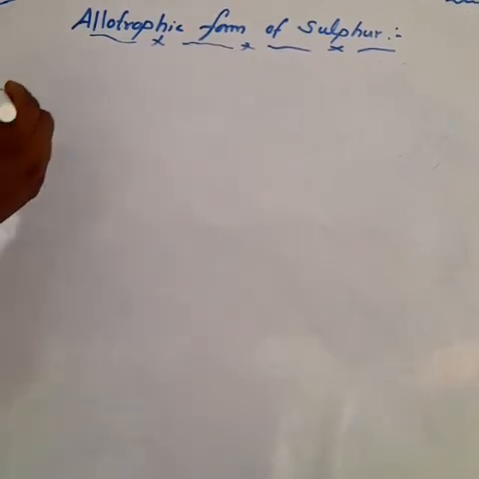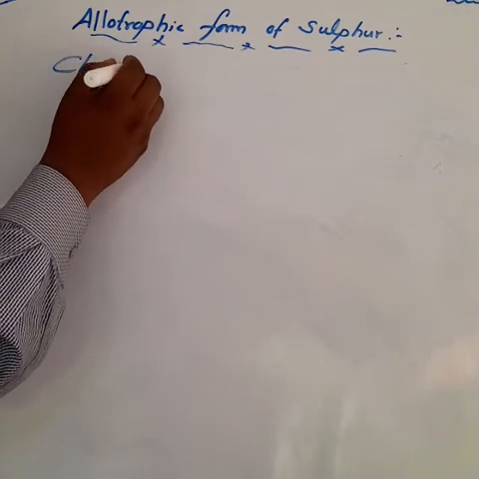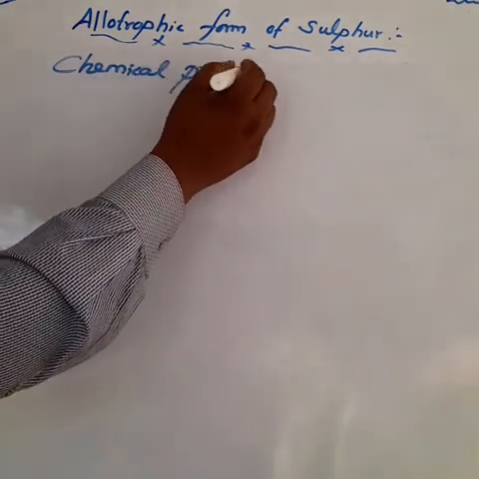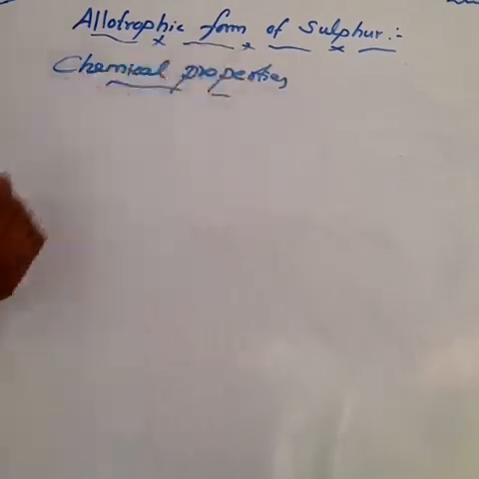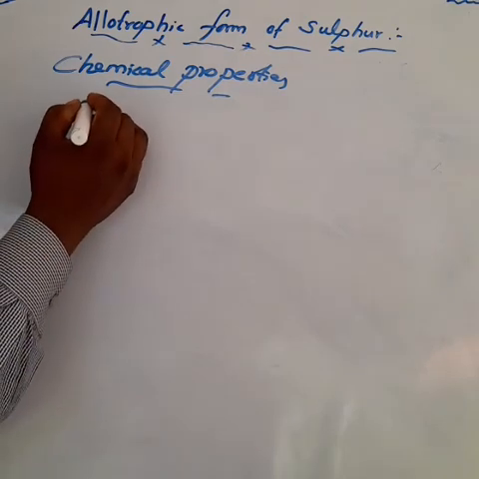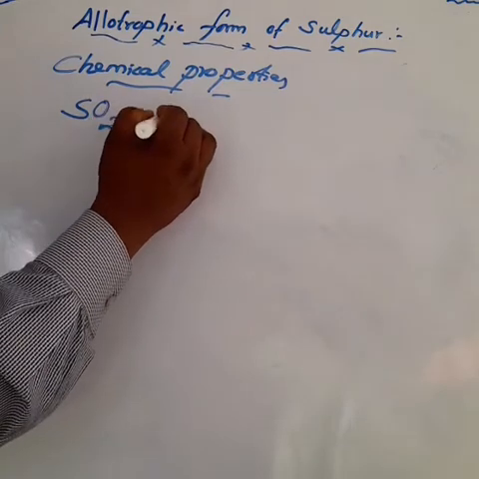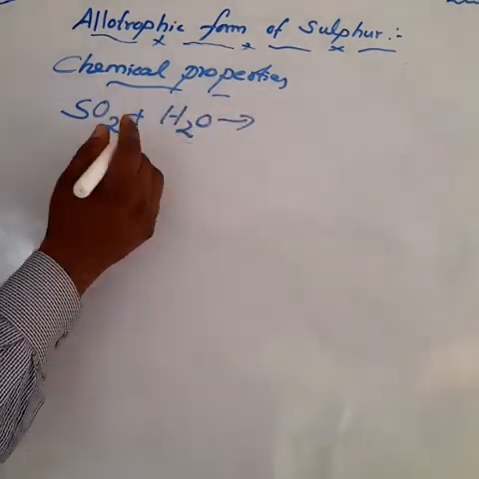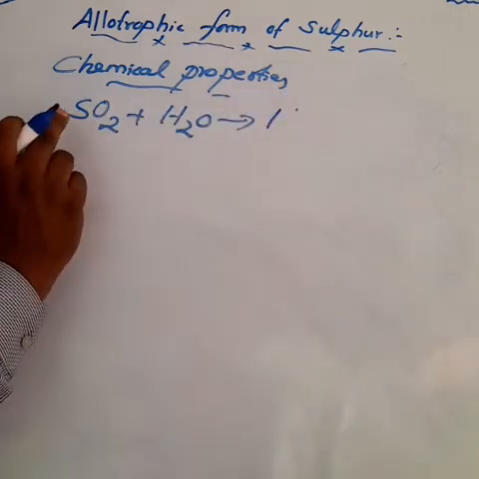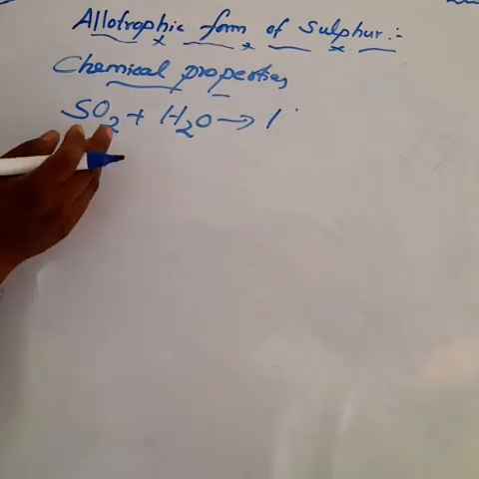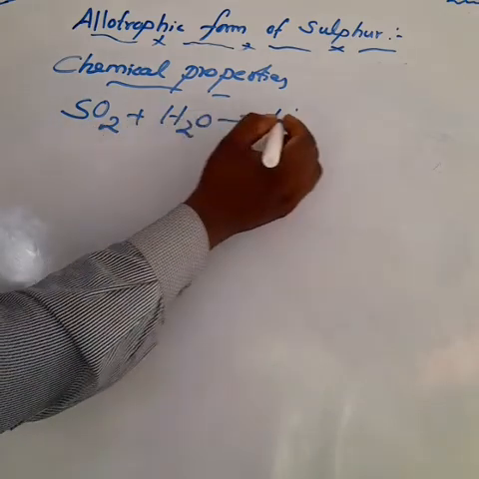Next about chemical. What are the chemical properties of sulfur dioxide? Sulfur dioxide is an acidic oxide. Otherwise, we can say acid anhydride. That means it reacts with water, it forms an acid. Suppose the sulfur dioxide reacts with the water, it gives an acid. That acid is called sulfurous acid. When it is dissolved in water, it gives sulfurous acid.